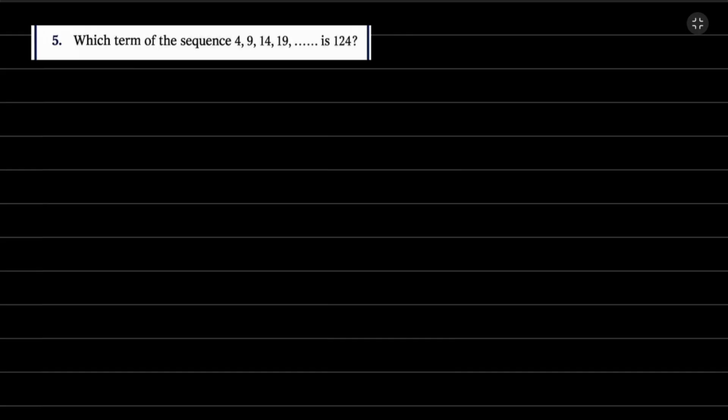Okay, so the question is, which term of the given sequence is 124? So again, from the sequence, you can write your first term. What is your first term? 4. What is your common difference? 9 minus 4, which is 5. So whenever you're given an AP sequence, you can just write down. You can even validate it also. What is the third term? 14 minus 9, which is also 5. Therefore, the sequence is AP.